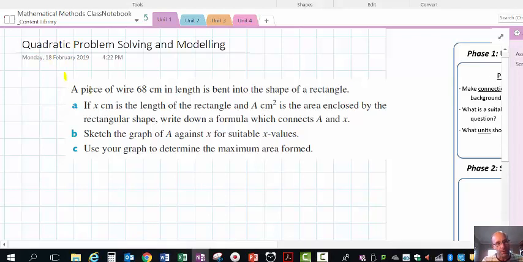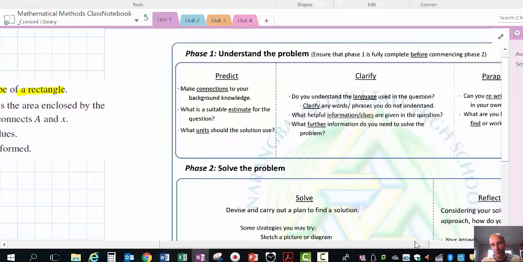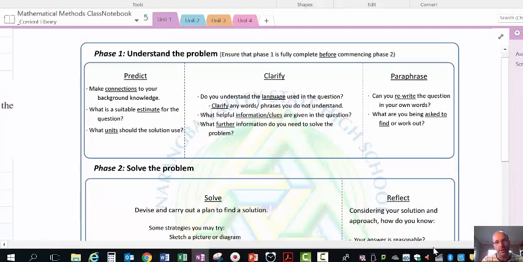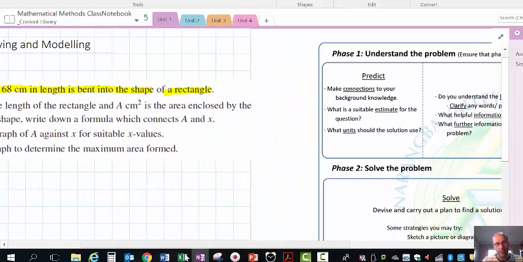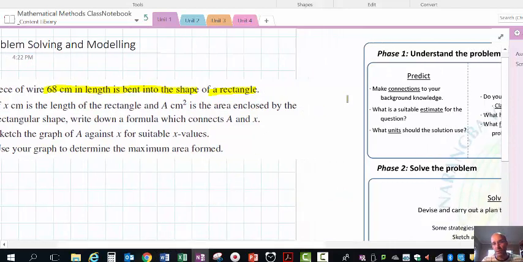So we've got a piece of wire, it's 68 centimeters in length, and it's bent into the shape of a rectangle. What I'm going to show you at the same time too is a problem solving process which is called reciprocal maths teaching that I've used for a number of years, and we're going to work between the two of them, the question and the process. Piece of wire, 68 centimeters, bent in the shape of a rectangle. So the first step would be make predictions and connect to your background knowledge.